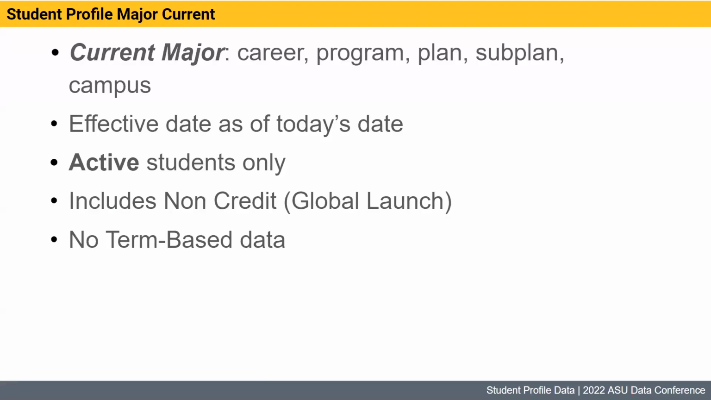The third table is the current major. It has all the program plan data. So career program plan, subplan campus. It's effective as of today's date, not the term start. They have to be active to exist in that table. That means if they graduated, they don't exist in the table. So as soon as we posted degrees for session A, some students disappeared from this table. They'll still be in the term-based table though.